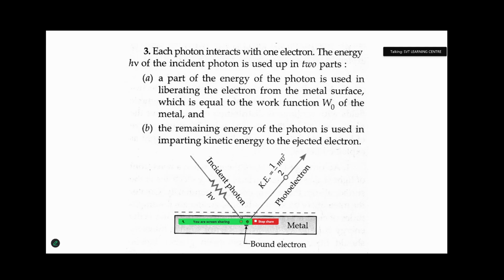So firstly, one photon interacts with one electron. The photon transmits all its energy h nu to the electron. This energy is used by the electron firstly to come out of the metal, or do the work required to come out of the metal, and the balance energy manifests itself as the kinetic energy of the electron.